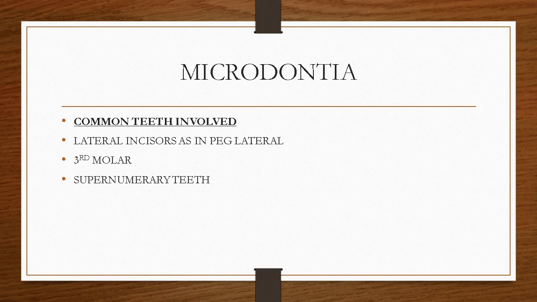Now, the common teeth that are involved are the lateral incisor, as in the peg lateral which I showed you earlier. The third molar is also involved sometimes, and supernumerary teeth. These are the most common teeth involved. Other dentition may be involved too, depending on the case.